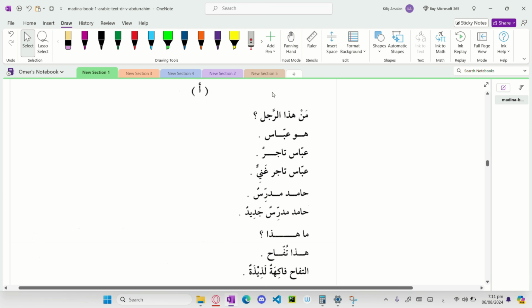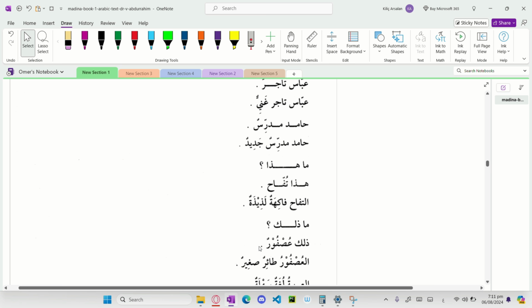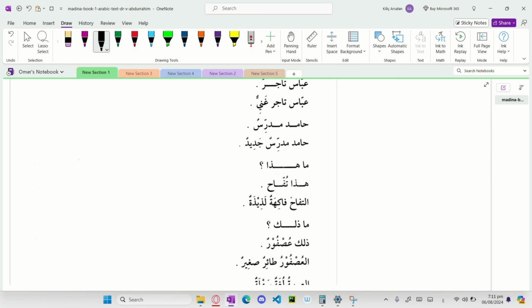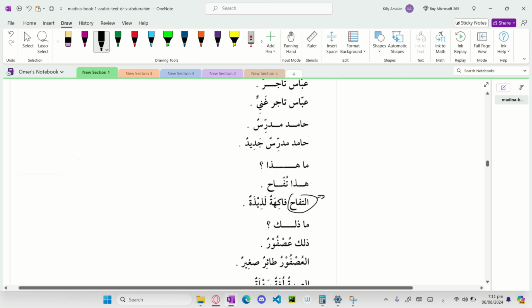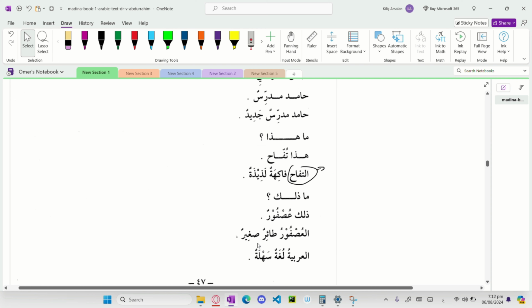ما هذا؟ هذا تفاح. التفاح فاكهة لذيذة. So the apple is a delicious fruit. لذيذة means delicious, and فاكهة is fruit. Since فاكهة has the ta marbuta, hence لذيذة also has a ta marbuta. التفاح فاكهة لذيذة. هذا تفاح means this is an apple.